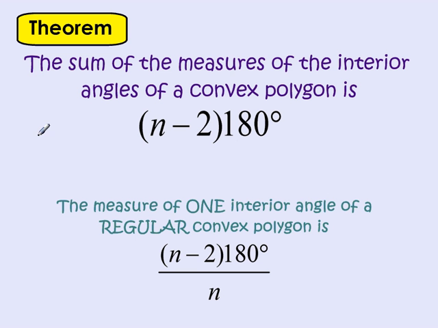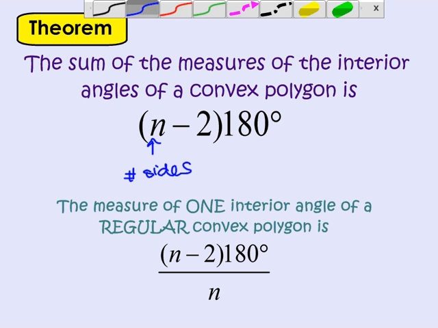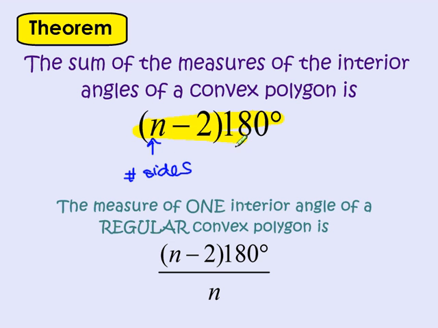So taking a look at what we just said, we can say that the sum of the measures of the interior angles of a convex polygon is n minus 2 times 180, where n represents the number of sides. The measure of one interior angle of a regular convex polygon would be the sum, so these two formulas are exactly the same, but then I'm going to divide it by the number of sides it has.